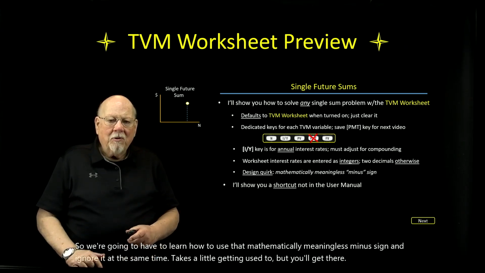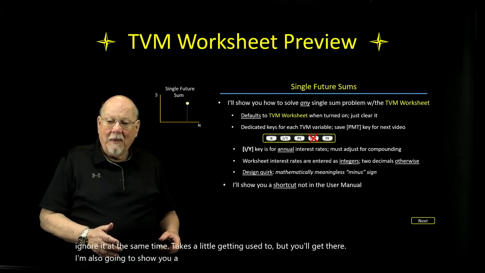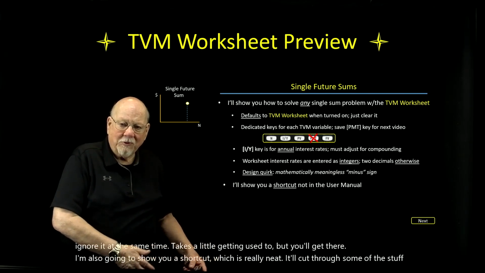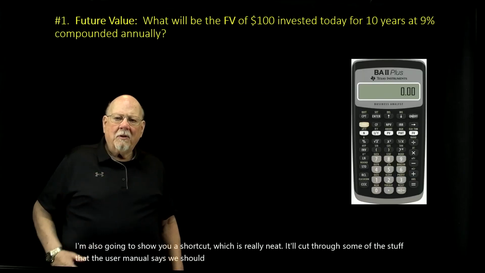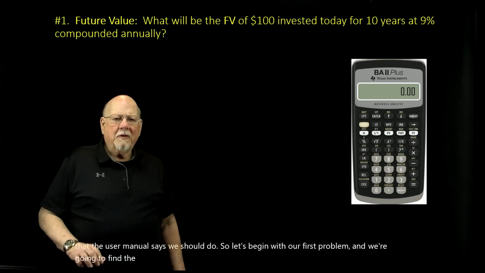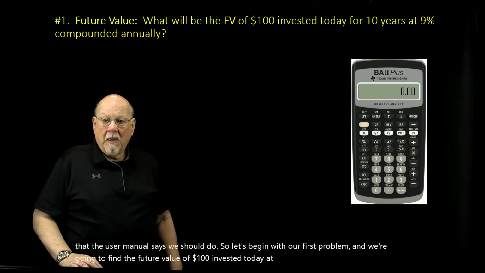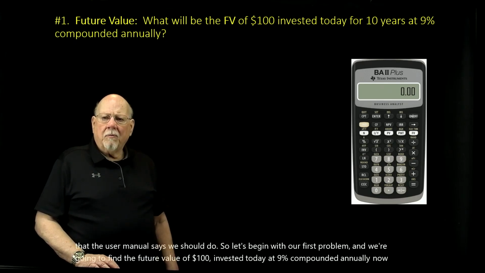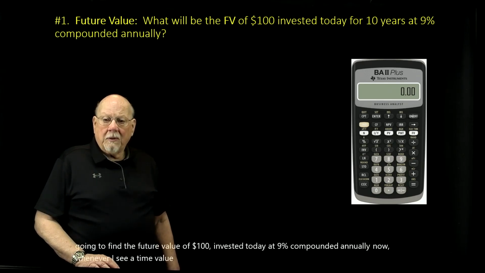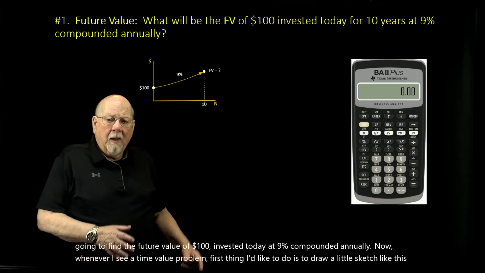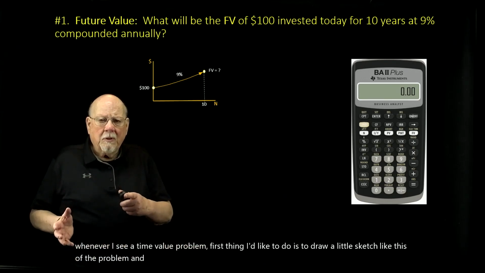I'm also going to show you a shortcut, which is really neat. It'll cut through some of the stuff that the user manual says we should do. So let's begin with our first problem, and we're going to find the future value of $100 invested today at 9%, compounded annually. Now, whenever I see a time value problem, first thing I like to do is to draw a little sketch like this of the problem, and that helps me get the numbers in the right place.